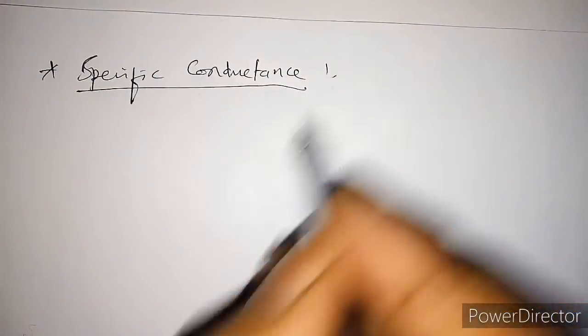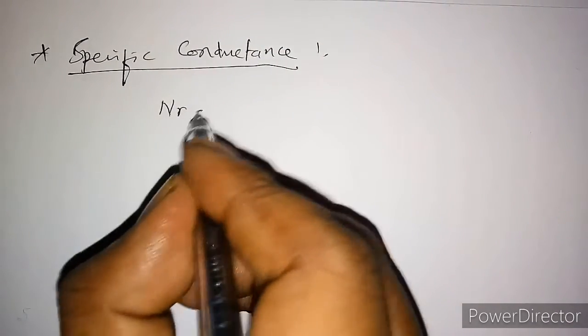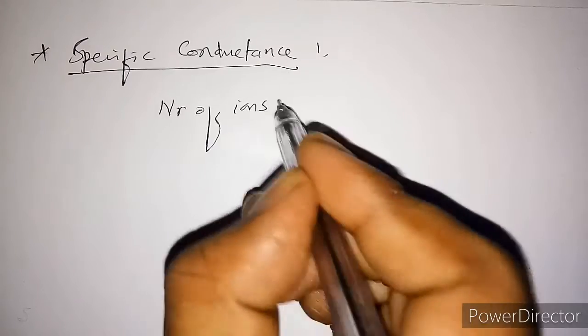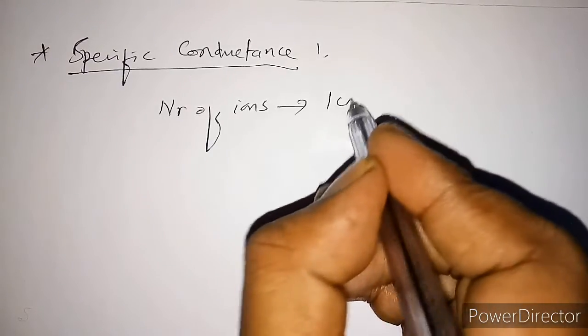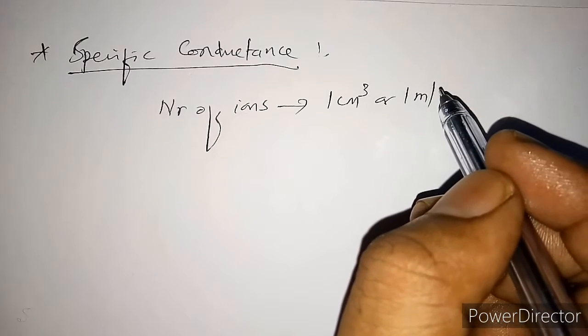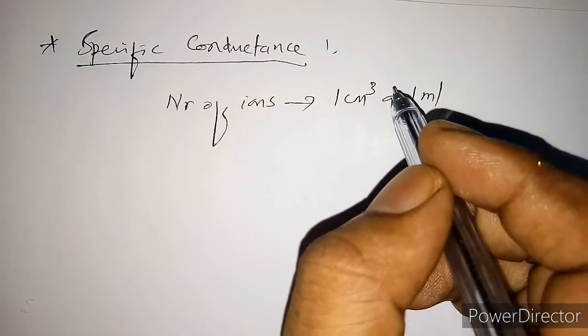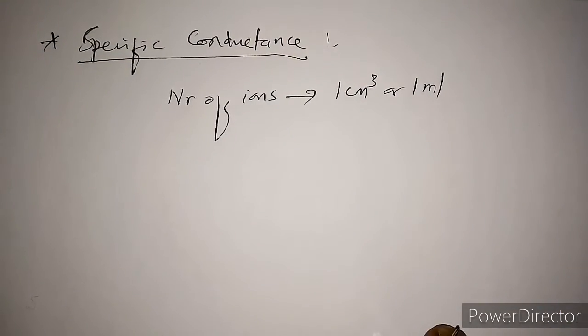Next is specific conductance. Specific conductance is due to the number of ions present in 1 cm cube or 1 ml of the solution. How many ions are present in 1 ml? That conductance we call the specific conductance.